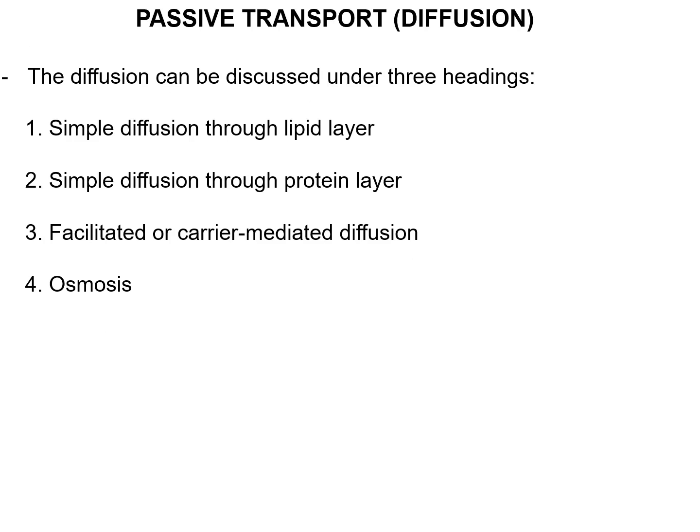So, starting with passive membrane transport, we could subclassify this transport mechanism into 4 major types. The first one is simple diffusion through the lipid bilayer. The second is through the protein layer, mainly channel proteins, and then we have facilitated or carrier mediated diffusion, and osmosis. In the next few slides we are going to cover all of these different types of passive membrane transport.